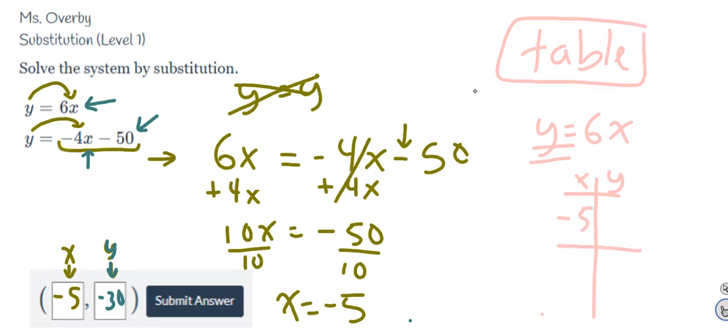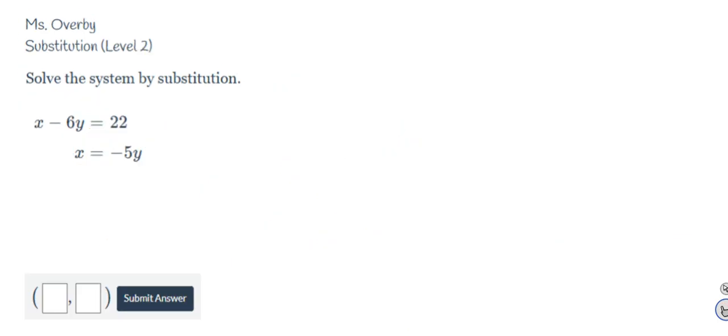And what would we see? We would see -30. So if you don't like the plugging in, you could do the table function. All right, lots of different ways to do math. We'd hit submit, and we would get our green check. All right, there is another type of substitution.